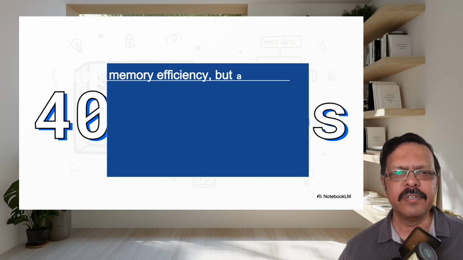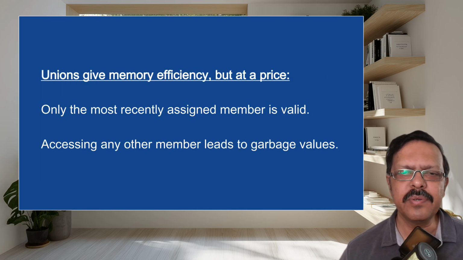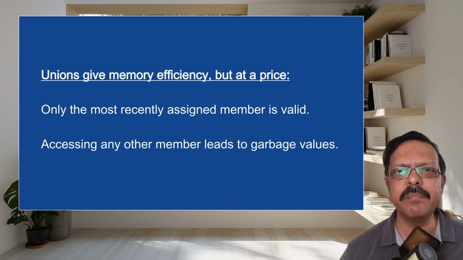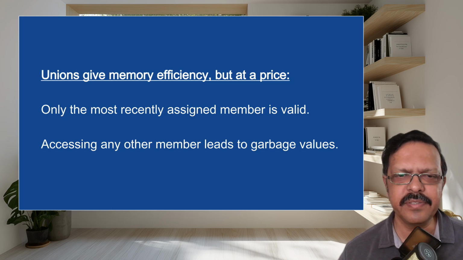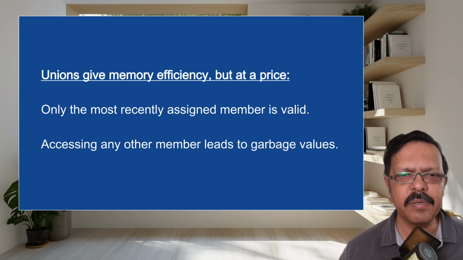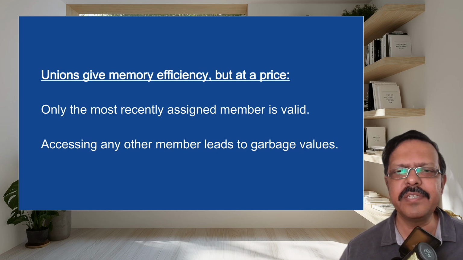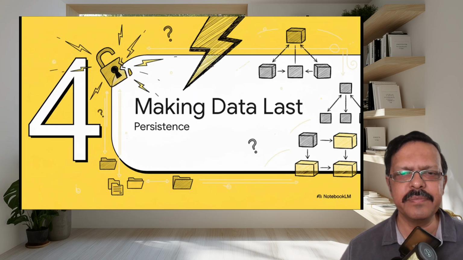So the trade-off. Unions give memory efficiency but at a price. Only the most recently assigned member is valid, the others do not exist. Accessing any other members will lead to garbage values. Unions solve a very specific problem. Situations where you have several possible types of data, but you need only one of them at a time. So that's where it's extremely useful to have a union.